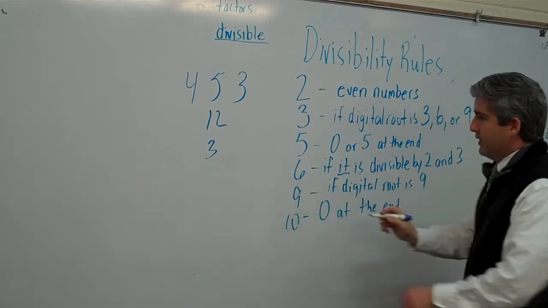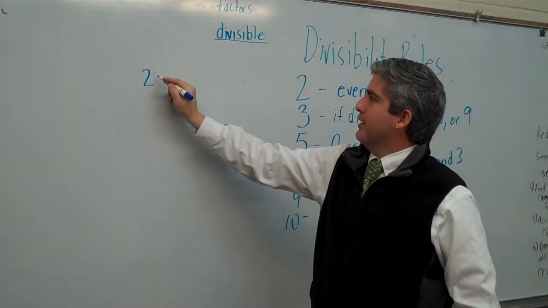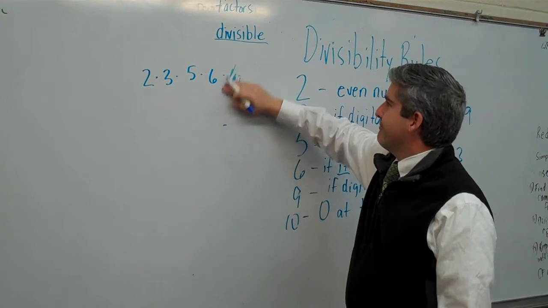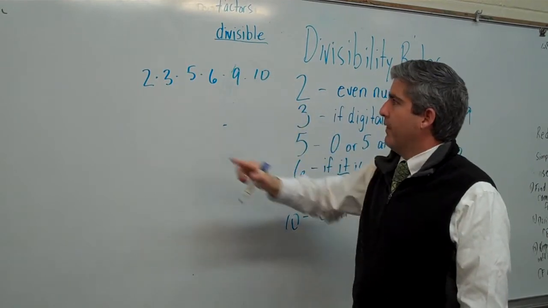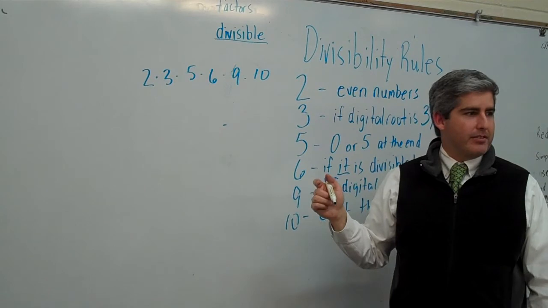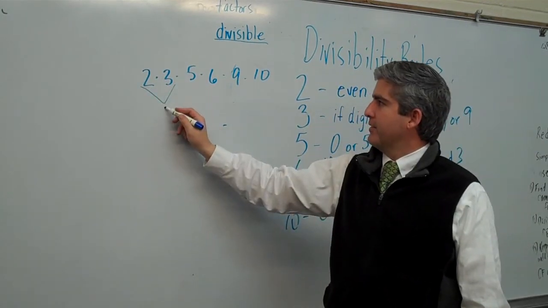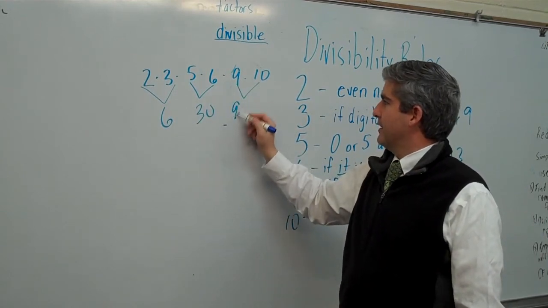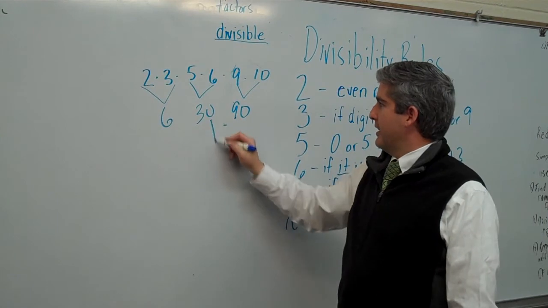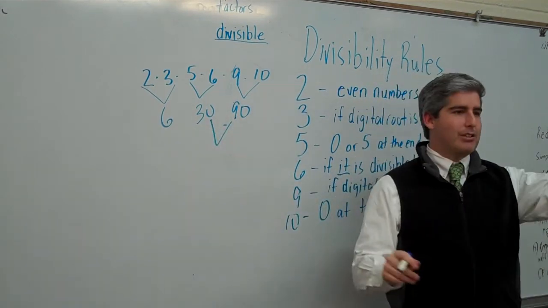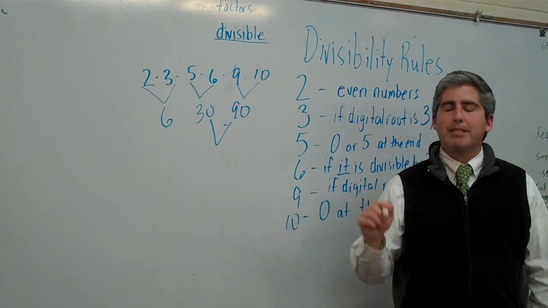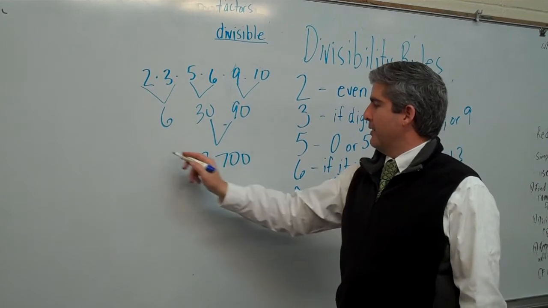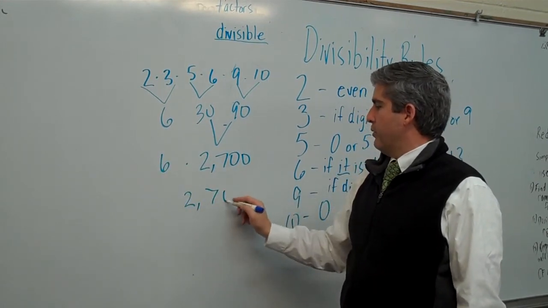If I do 2 times 3 times 5 times 6 times 9 times 10, these are all factors. Well, let's do it right now. 2 times 3 equals? 5 times 6 equals? 9 times 10 equals? 90. Okay. Then let's do 30 times 90. You have 3 times 9 and 2 zeros. 3 times 9 is 27, so it's going to be 2,700. Then we have 6. So we'll just do the regrouping algorithm.